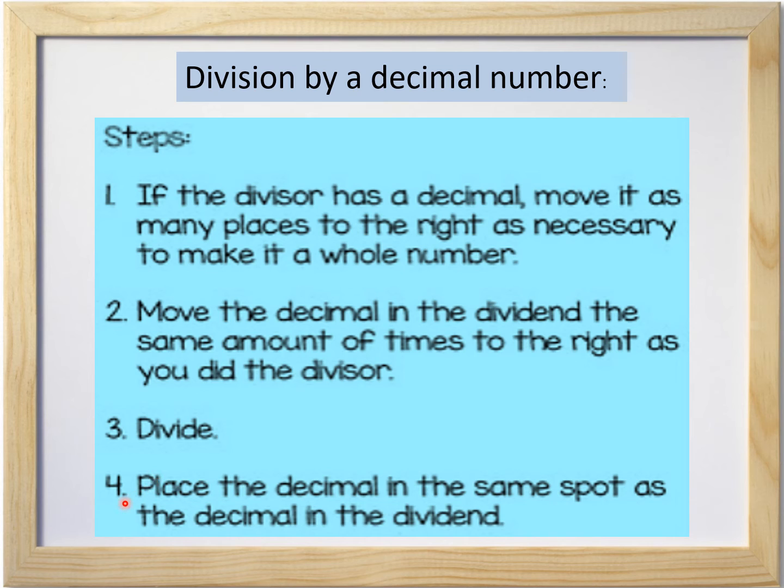What is the fourth step? Place the decimal point in the same spot as the decimal point in the dividend. Is it clear, children?